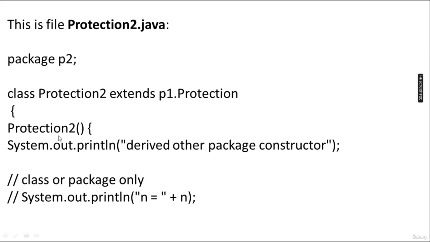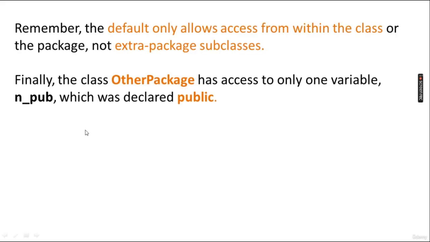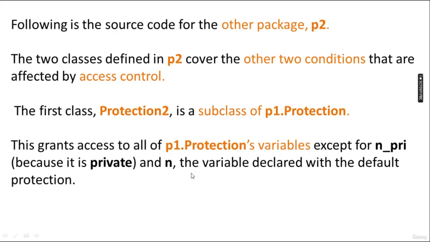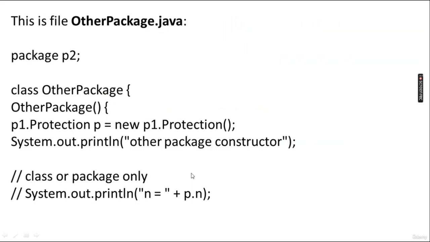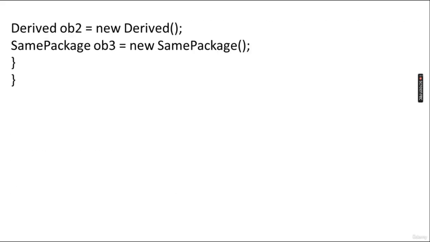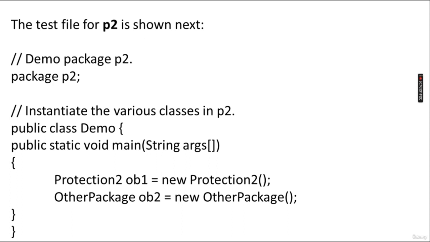So you don't need to create anything else. Okay, in that here also we are creating the object. In this example, here also we are creating an object, and we are directly using the dot operator and displaying the value. So in the main method, you just have to create the objects of main classes. One class is protection ob1 new protection. Derive ob2 is equal to new derive. Same package ob3 is equal to new same package.